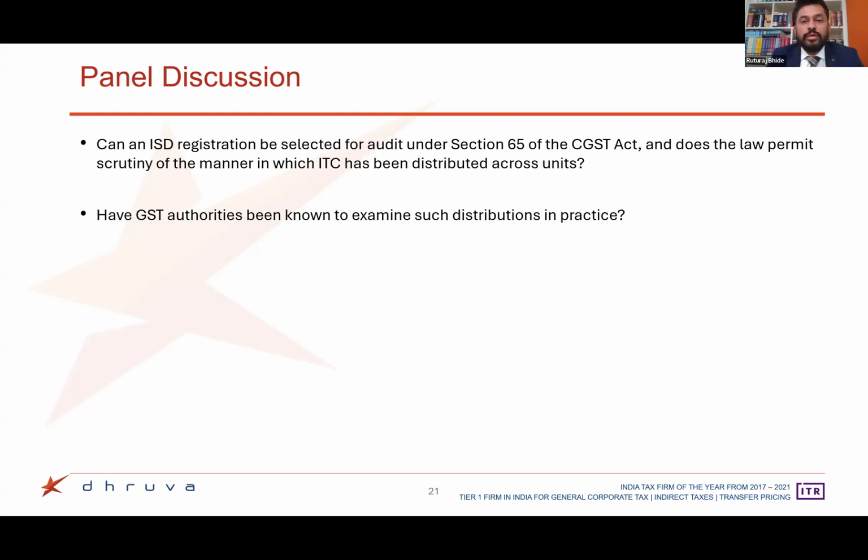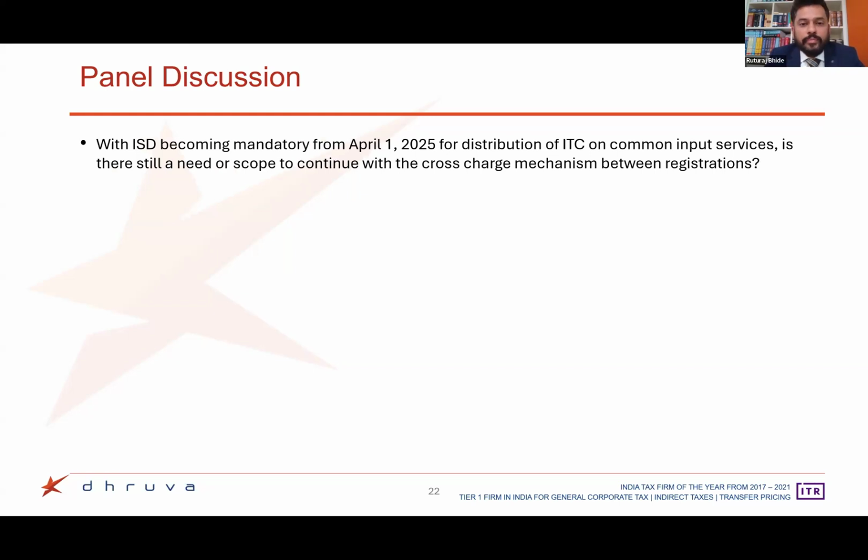So it's very much relevant that I have the mechanism set right in the first place as we enter the ISD mechanism. Now, again, coming back to you, Sangeeta, I have one question. So now that ISD is mandatory, and I have to necessarily distribute all the credits through ISD, does it mean that the whole cross-charge mechanism is now over, or do you feel that cross-charge will still continue to operate in some way or the other?